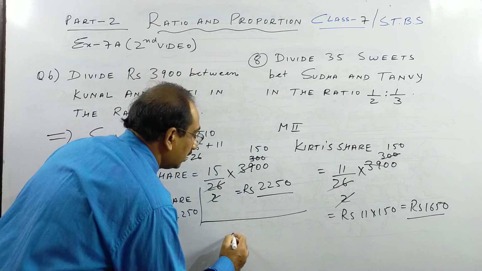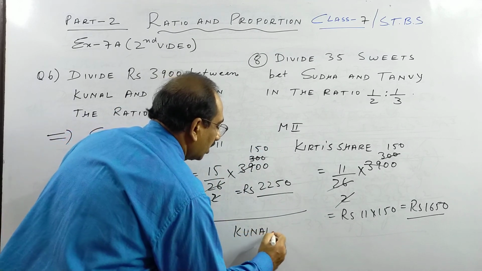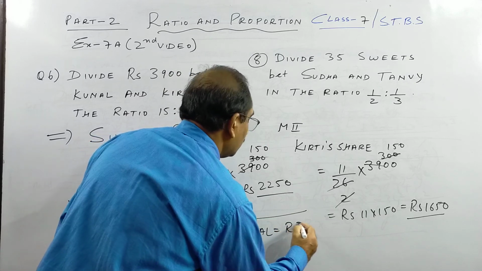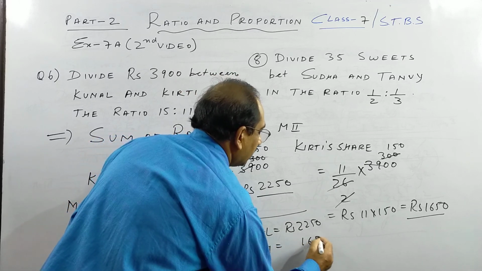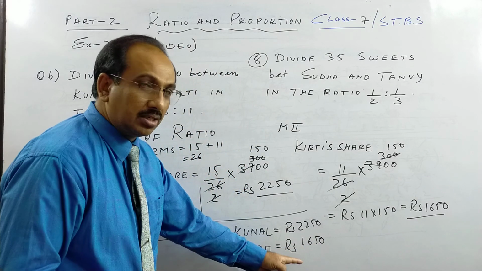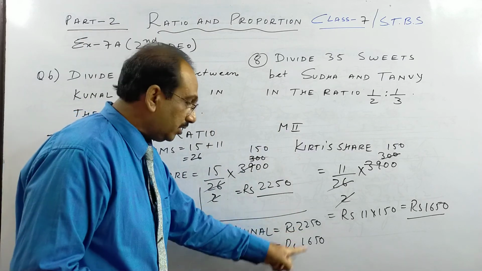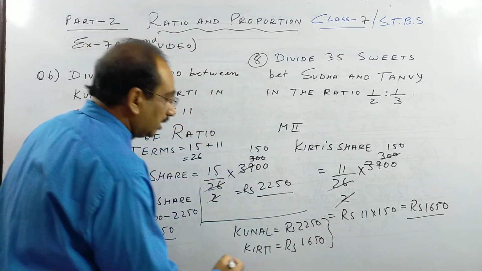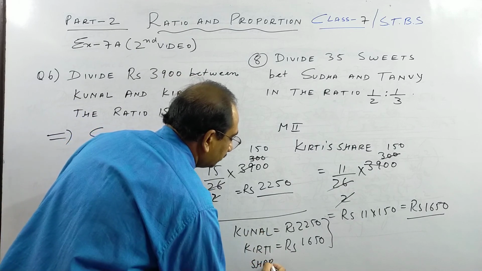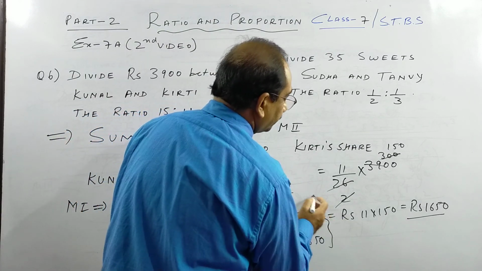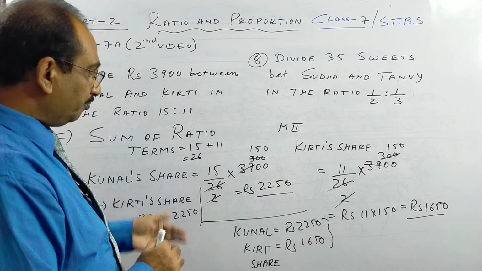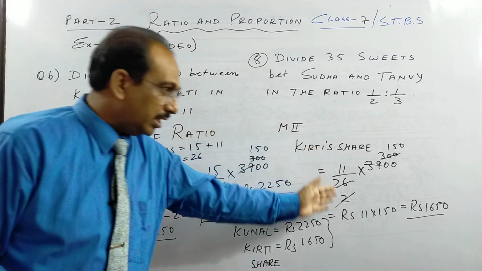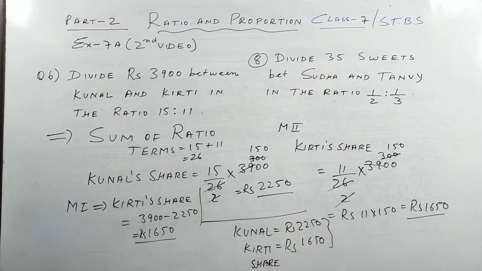So finally you write your answer. Kunal gets rupees 2250 and Kirti gets 1650. You can write their shares, and when you add, children, you will always get 3900 total. So last you write like this, both shares, the right answer, so that when your teacher sees the answer and your working, you will get good marks. So kindly pause the video and copy this side nicely, especially this side, because I am going to do the next sum over here.